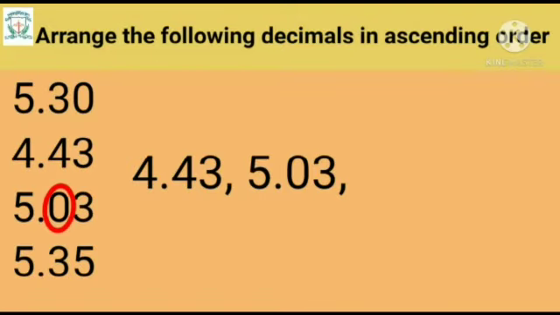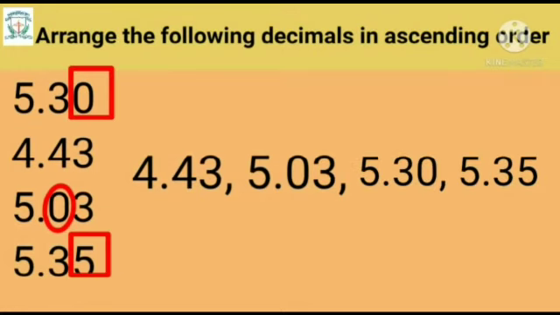Compare tenths place. 0 is the smallest. So, 5.03 occupies the second place. Move on to the hundredths place. 0 is smaller than 5. So, 5.30 is lesser than 5.35. So, 5.30 occupies third place. So, in ascending order, 4.43, 5.03, 5.30 and 5.35.